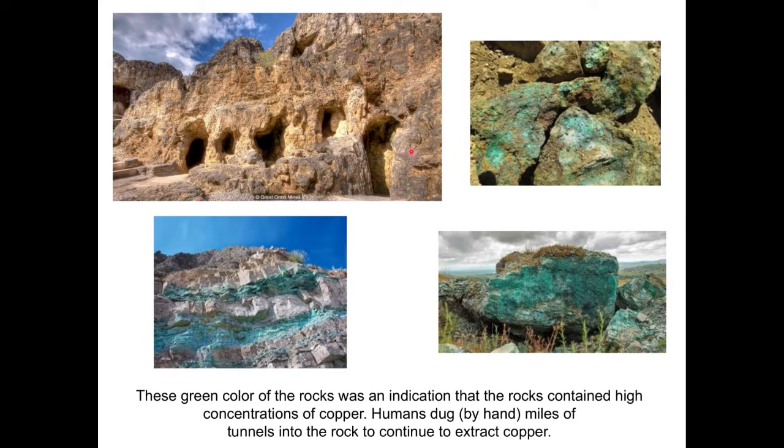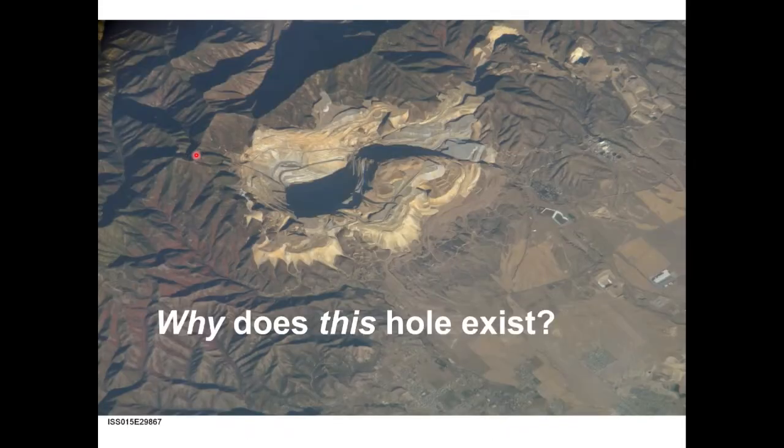So in the image on the top left, each of these holes is a tunnel where humans observed the presence of this copper-rich patina at the surface, and then they dug miles of tunnels into the rock to extract copper and used that copper, and that's what transitioned us from the Stone Age to the Copper Age.